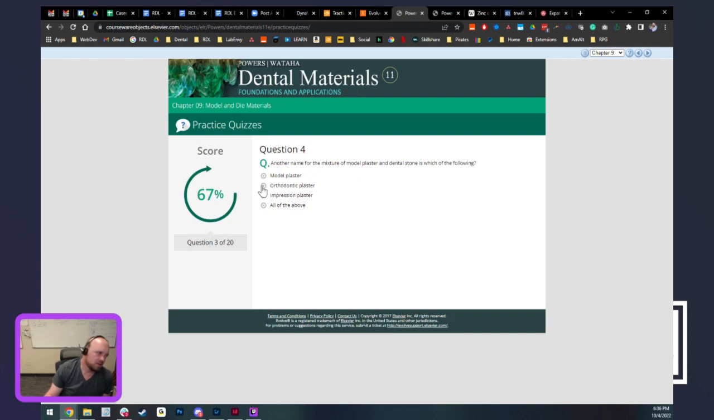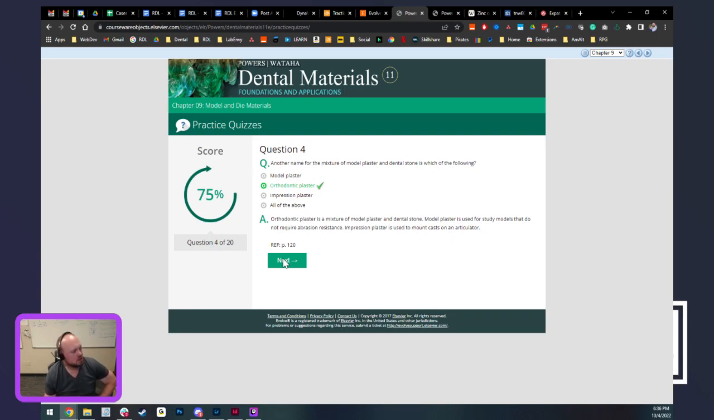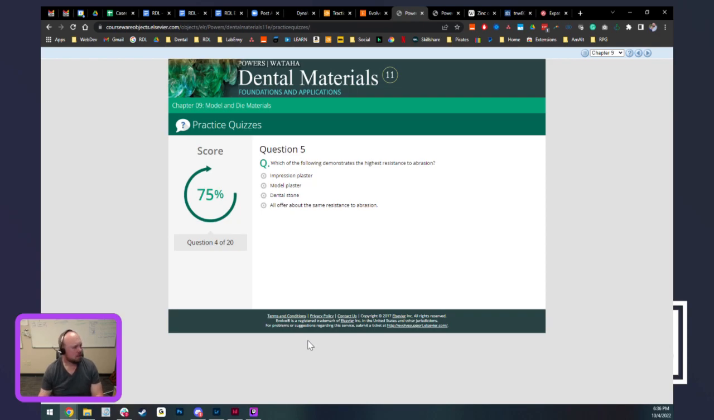Yeah. There we go. Which of the following demonstrates the highest resistance to abrasion? And if you don't know, mixing in a little bit of stone with your plaster will actually make the plaster set faster, so that's why they call it orthodontic plaster. I think we can check on that. I bet Whitmix has something on that if you wanted to get distracted.